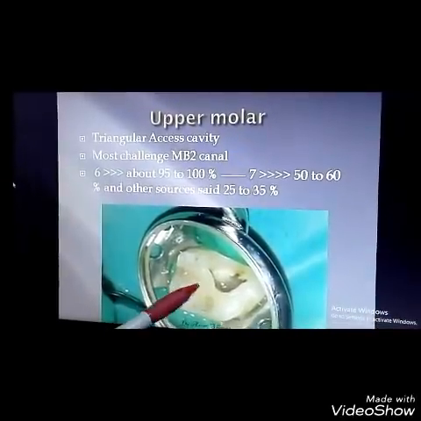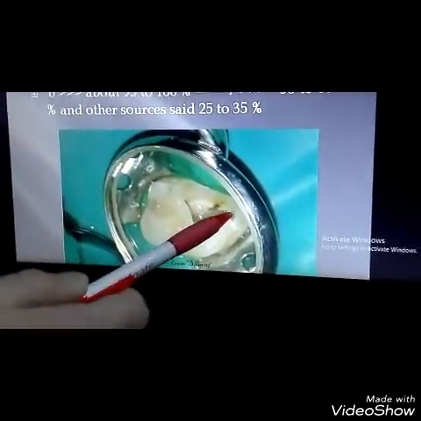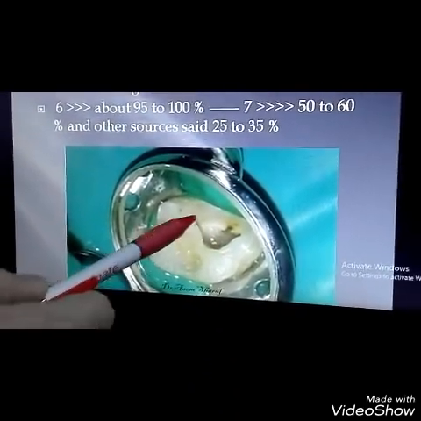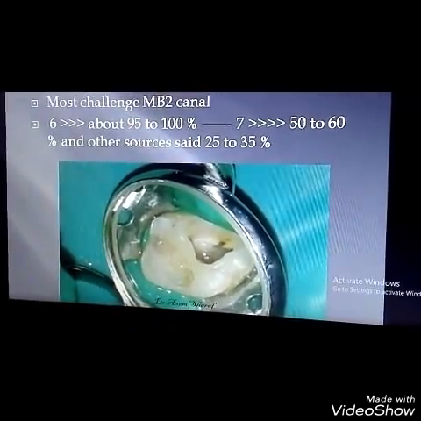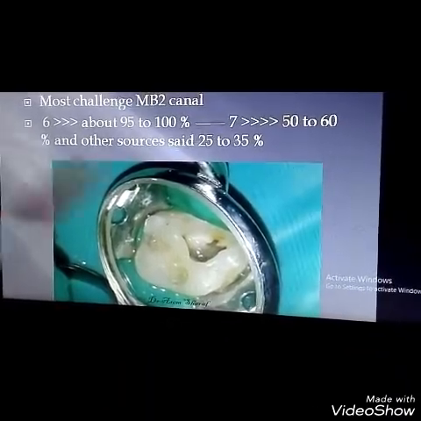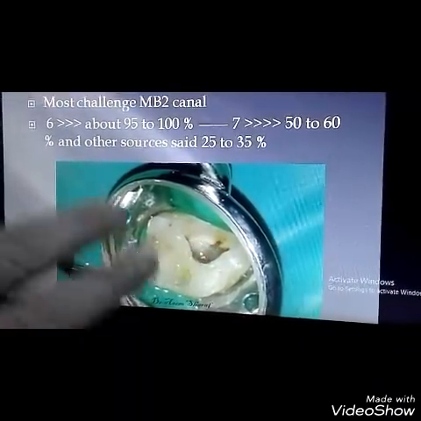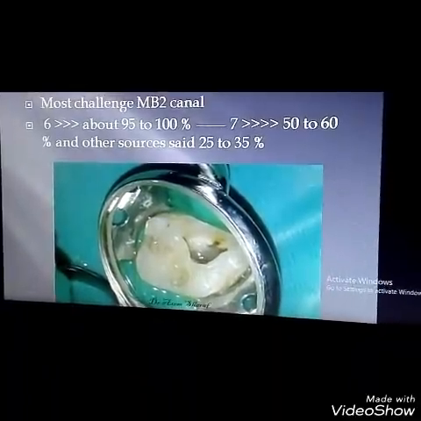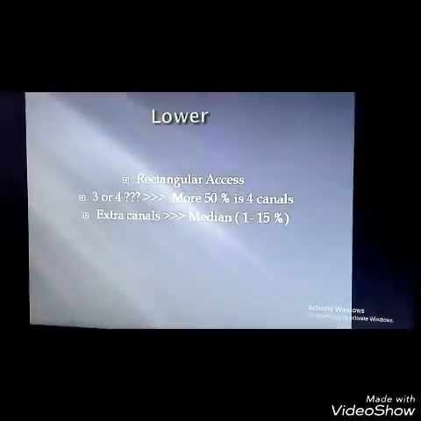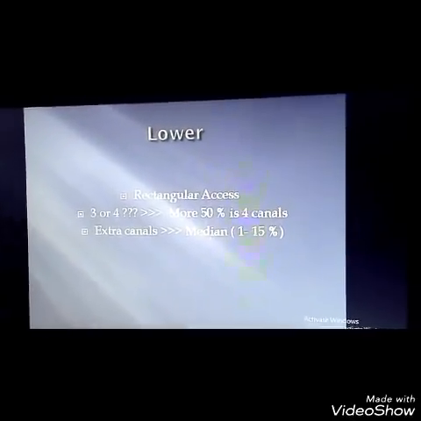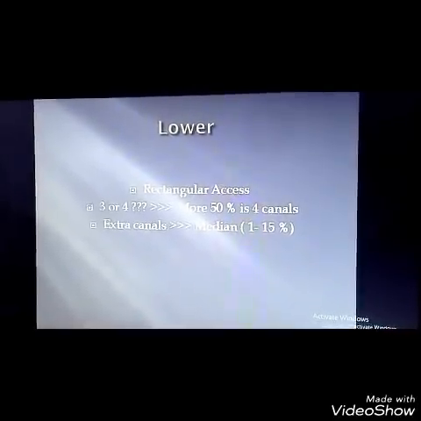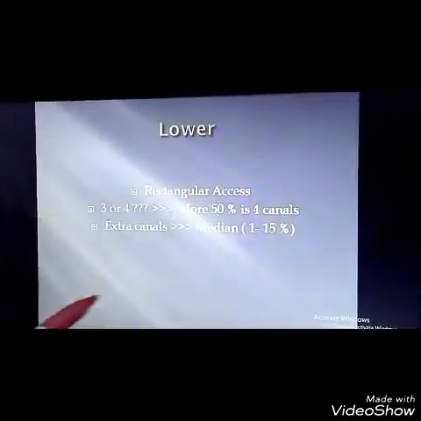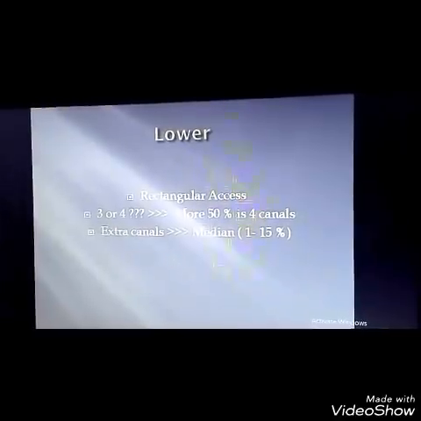This is an example of an access cavity of upper 6. See, it's a triangle: MB1, MB2, distobuccal and palatal canal. And look at here, MB2 is under MB1, about 2 to 3 millimeters. What about lower? Lower is rectangular, with 3 or 4 canals, and in more than 50% of cases there are 4 canals. And maybe between mesobuccal and mesolingual there is a median canal, in about 1 to 15%.